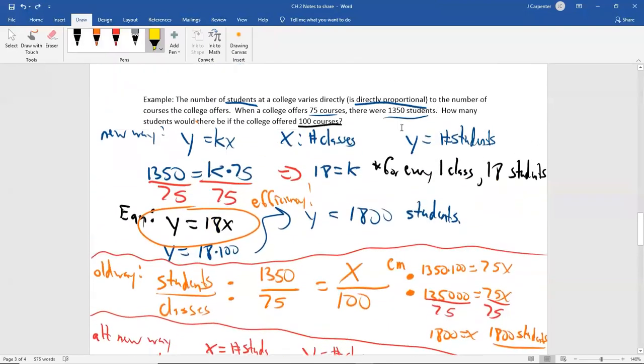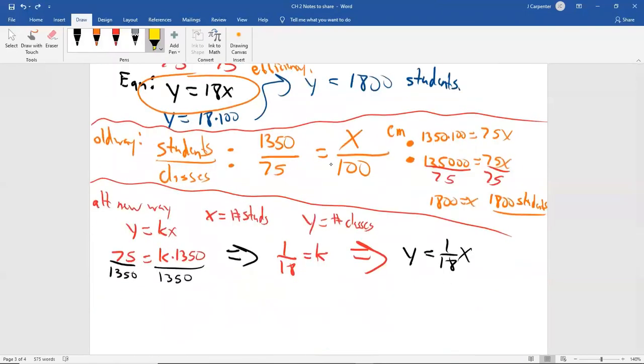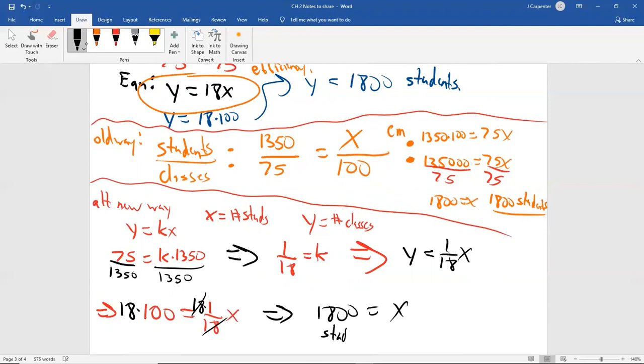So check out what happens when you plug in the 100 courses. We take our y equals 1 over 18x, and plug in the 100 courses, which was the y. The 18's in the bottom, so we multiply both sides by the 18. We're used to seeing 18 times x, so we divide. Well, if you see a division, you multiply. So those 18's cancel, giving you 1800 equals x, which was the number of students. The same answer. So we just did the same problem 3 different ways, and we got the same answer each time.